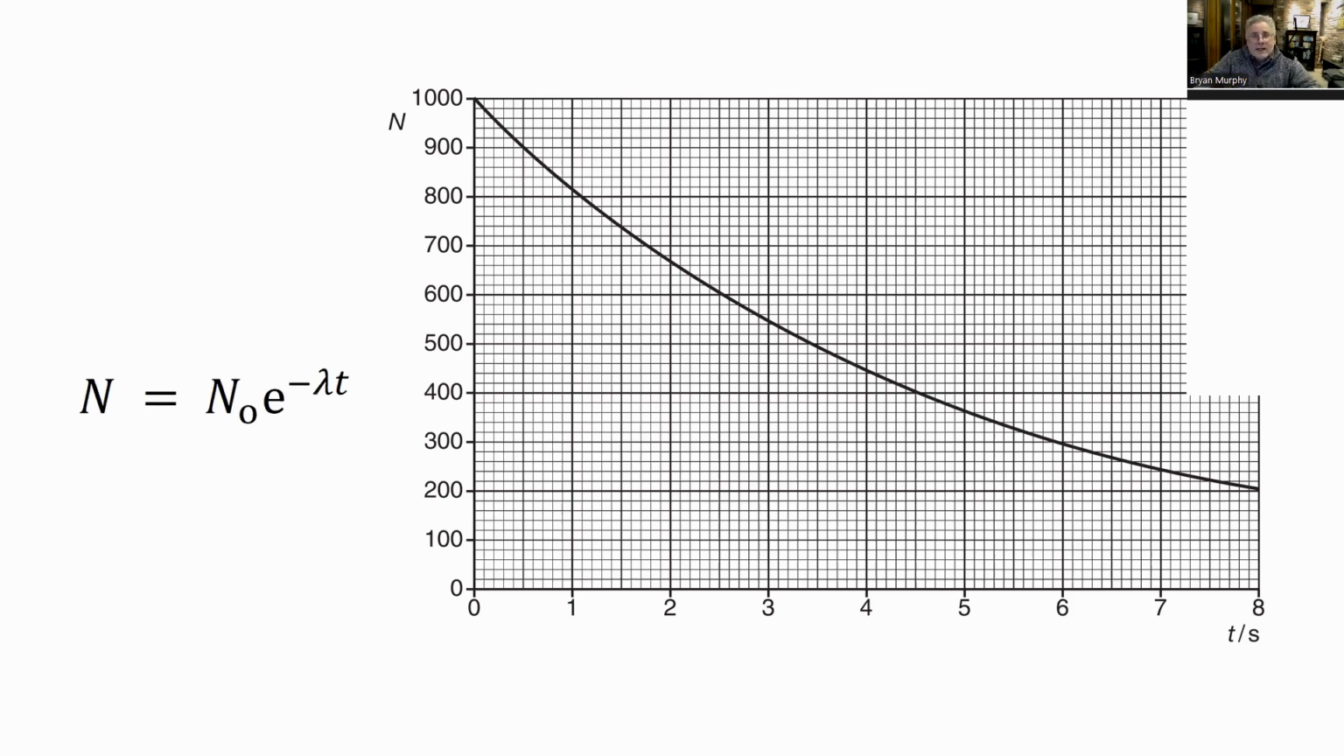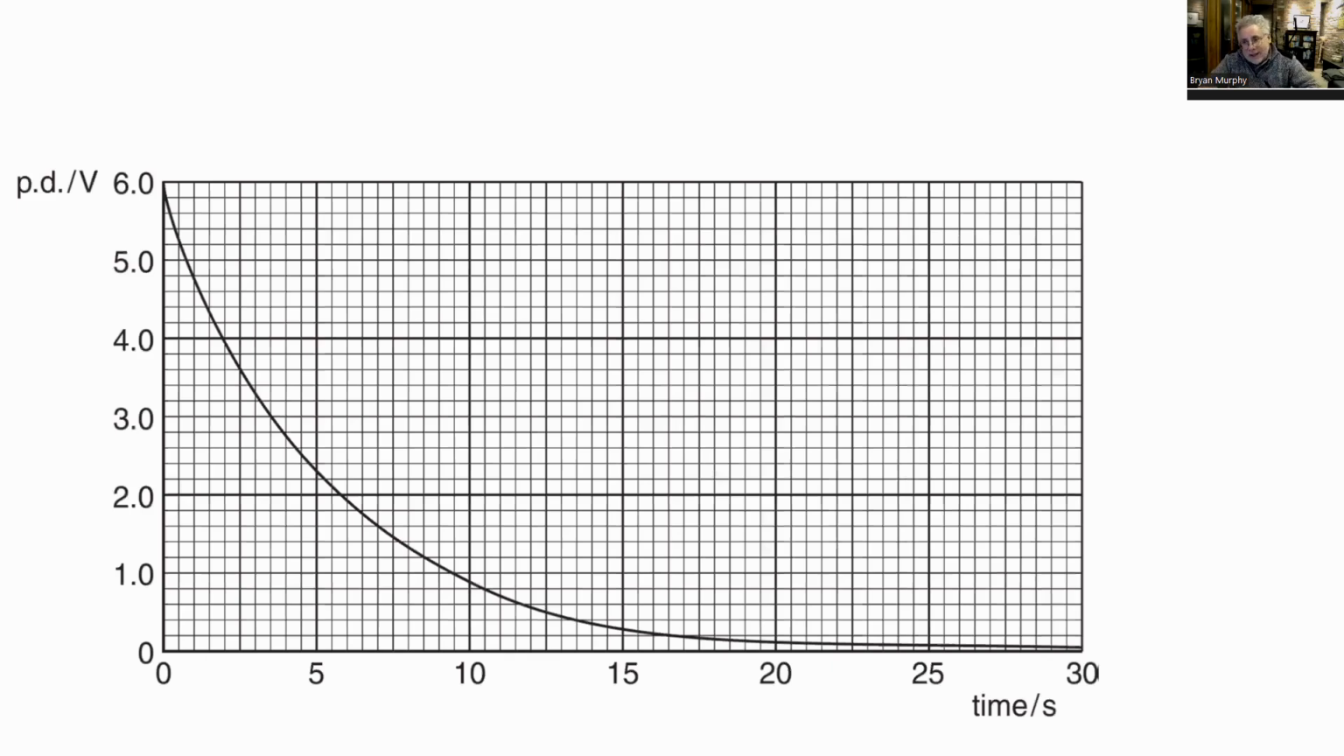Okay, here's another one. Capacitor discharge. It's all the same thing. The voltage of a capacitor when it's discharging goes down like that, and the formula is that. There it is again. Q, the charge, equals Q naught, the original charge, times e to the minus t over RC, where RC is a time constant.